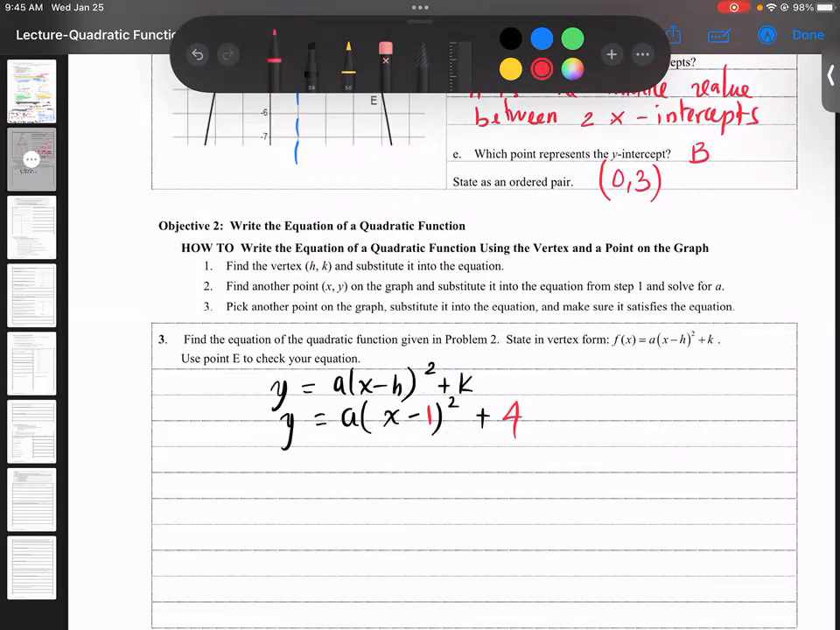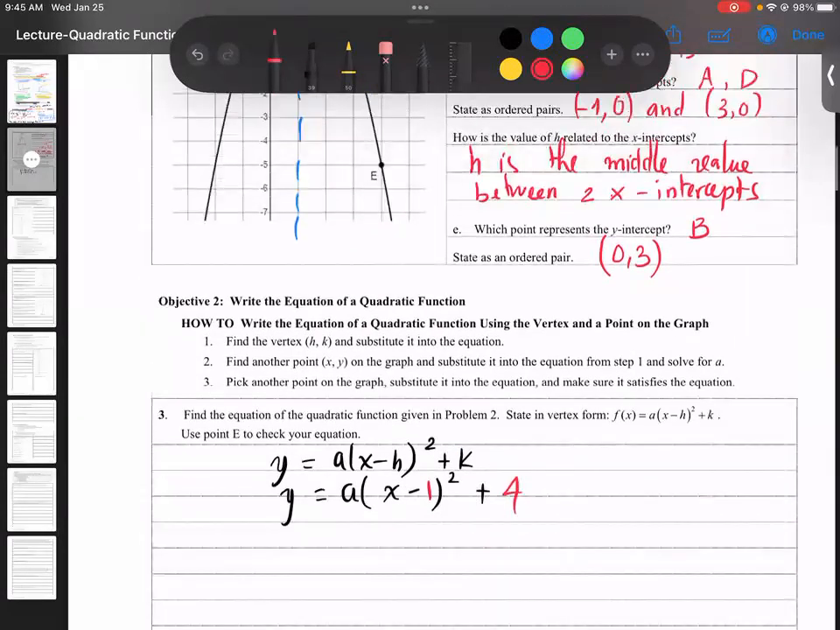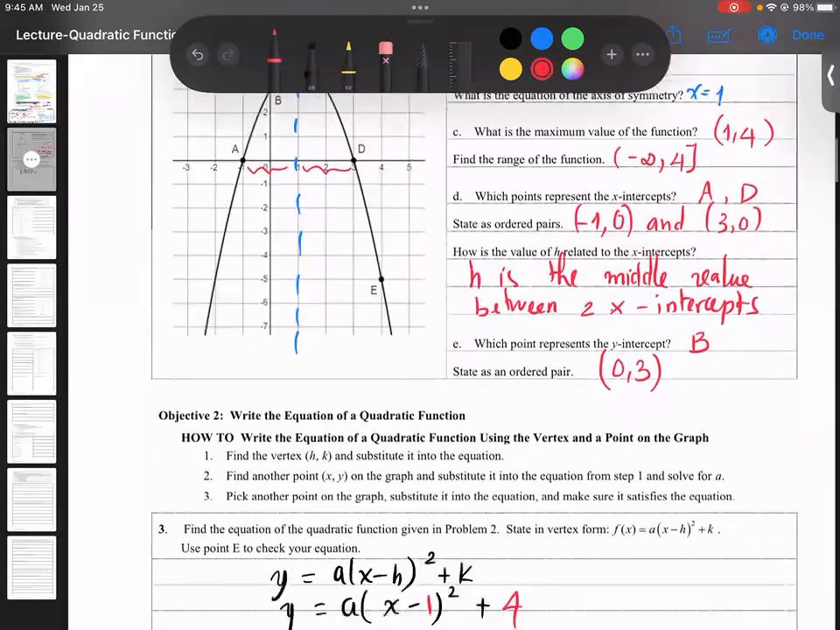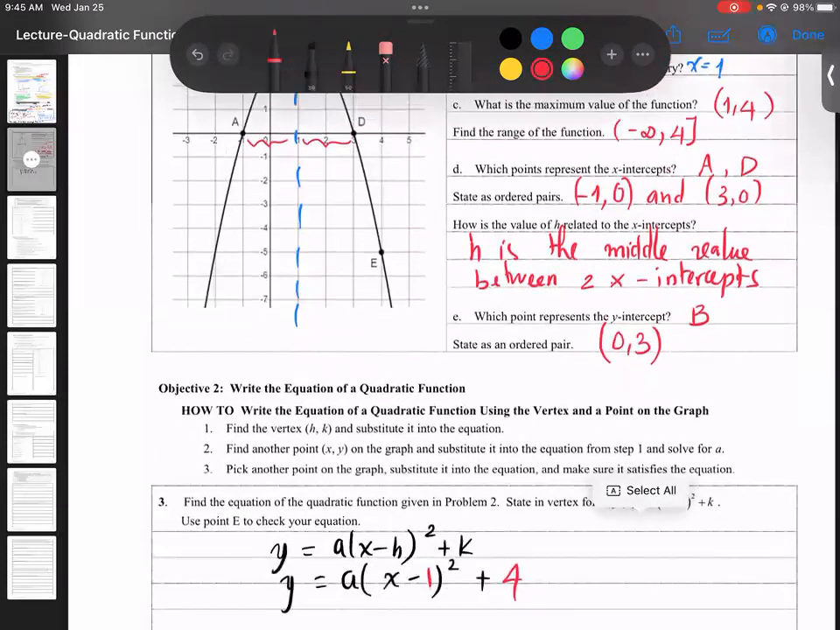How do I solve for a? Any suggestion? It's not something I can eyeball. Maybe you can, but let's solve algebraically. Any suggestion how to solve for a? A is not the slope. Slope only applies to linear functions. It is quadratic. But thank you.